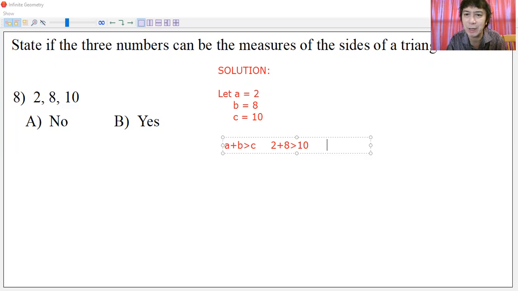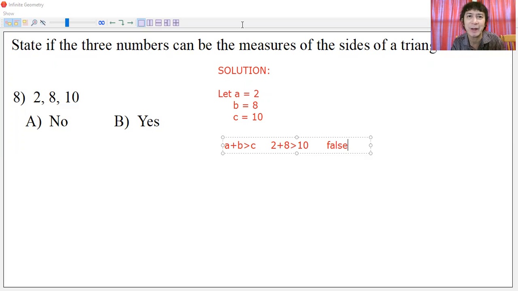Okay, that looks like false. Okay, 2 plus 8 is not greater. They are equal. So that means it's false. Okay, and one false makes our answer no. So that is not a valid triangle. If you try to draw this triangle, it will be just a line.